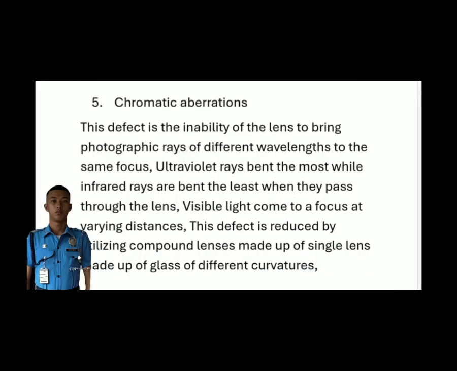So the last one is chromatic aberration. This defect is the inability of the lens to bring the photographic rays of different wavelengths to the same focus. Ultraviolet rays bend the most, while infrared rays are bent the least when they pass through the lens. Visible light comes to a focus at varying distances. This defect is reduced by utilizing compound lenses made up of glasses of different curvatures.